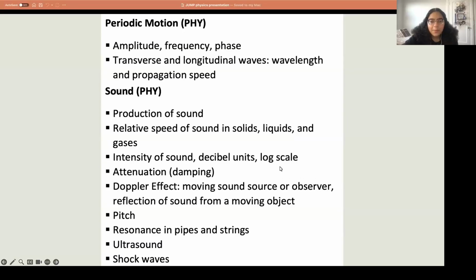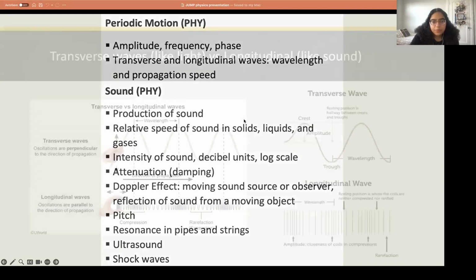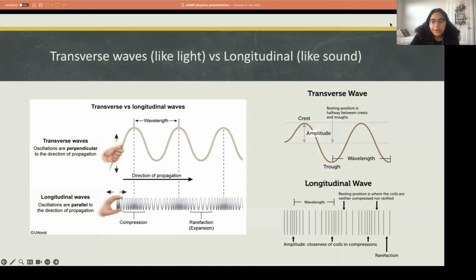What they want you to know about waves is, for periodic motion, some of the general terms like amplitude and frequency, and to be able to identify those within a wave. And then for sound, you want to know how it's produced, things like speed and intensity, and the Doppler effect. There's a formula for that we'll get into. Also things like resonance.